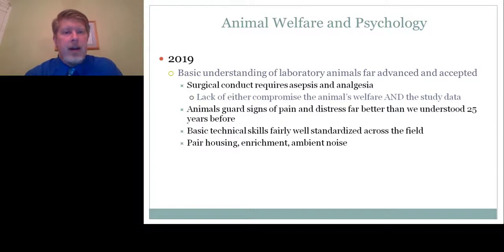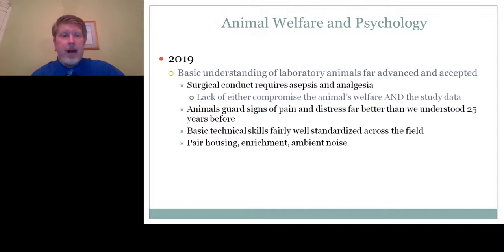And then another thing, we understand, and more importantly, it is generally accepted, so many of these basic concepts now, and that's a huge improvement. So we understand things like the appropriateness of true asepsis and analgesia, not just for the animal's welfare, although frankly, I think that may be the most important, but also because we don't want all of the cascading effects on our study data.